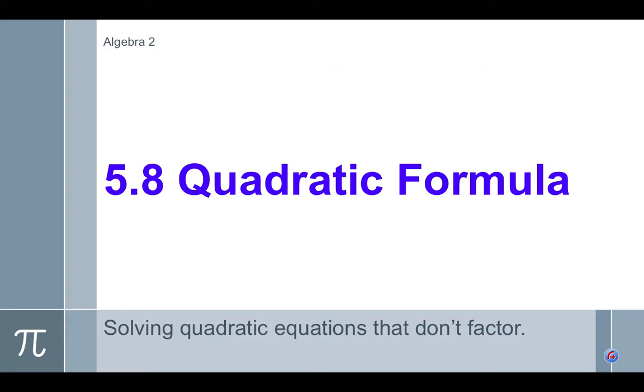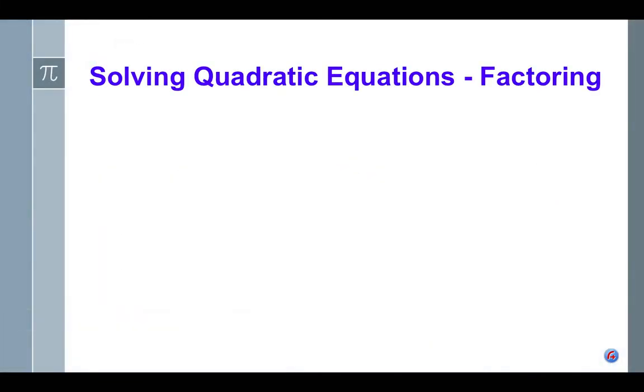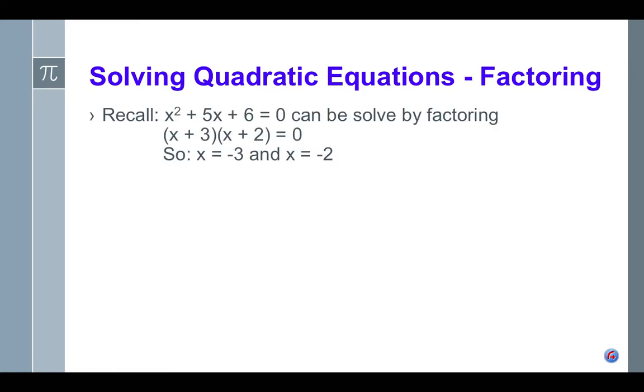So we're going to start with a refresher on what it meant to solve a quadratic equation that could factor. Given x squared plus 5x plus 6 equals 0, we could factor this into x plus 3 times x plus 2. Then x plus 3 equals 0 gives x equals negative 3, and x equals negative 2. That gets our two answers to the quadratic equation. We expect two answers because quadratics factor into two different factors, or some of them do.